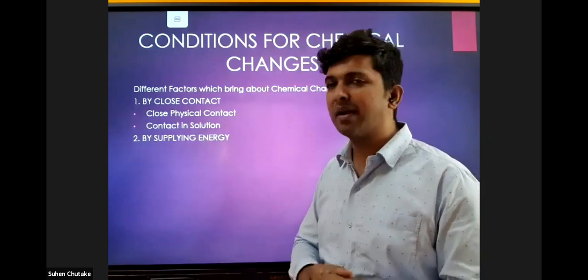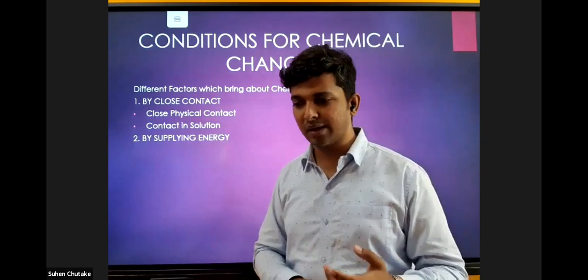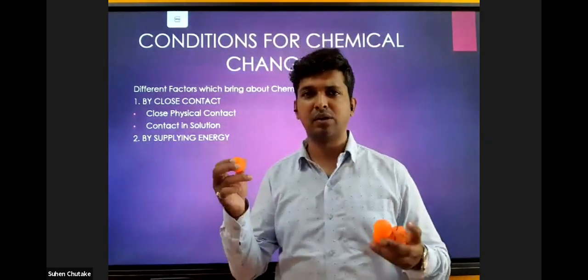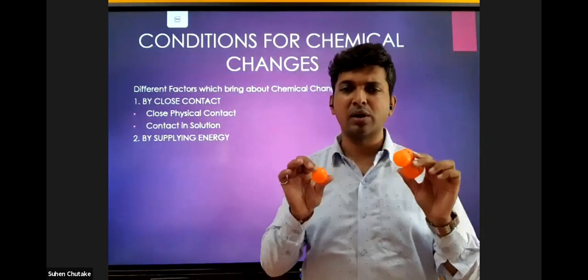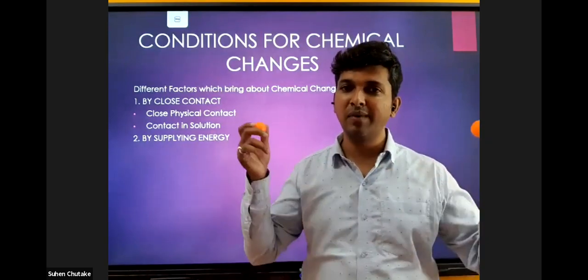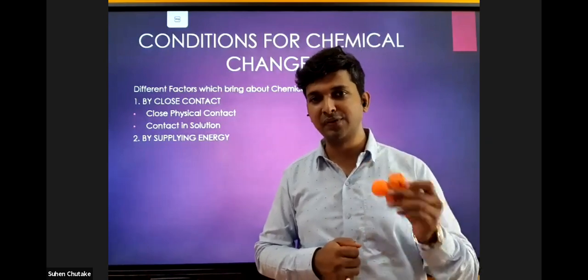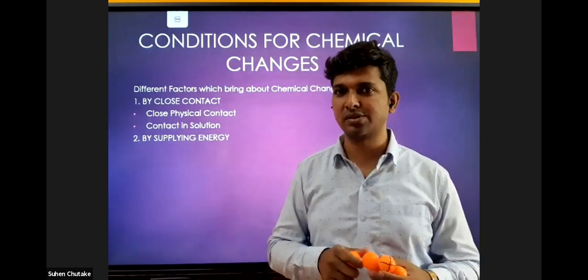Then by supplementing energy, as I told you, let us assume that we have dissolved these two in a particular solvent. These both are now in solution. They are not solid anymore. But how will you make them bombard on each other? How will you make them collide with each other? And those collisions should be fruitful collisions, right? So how will you make sure that they are fruitful collisions?